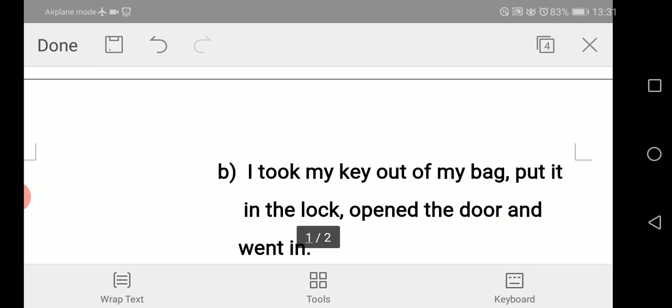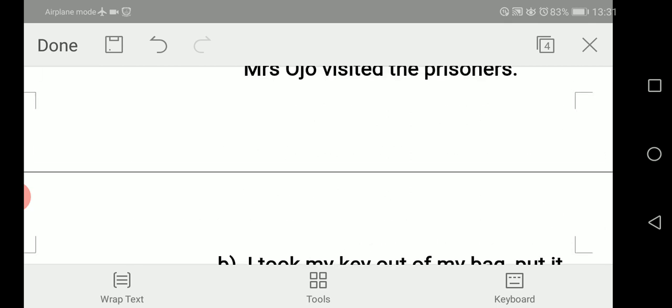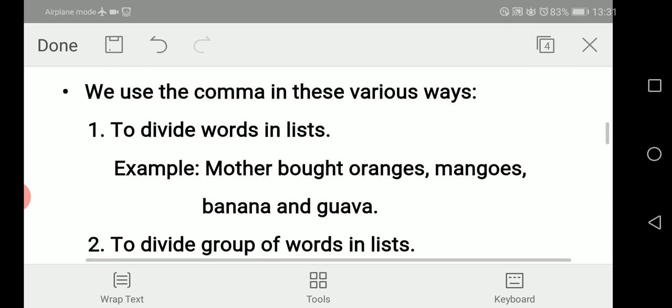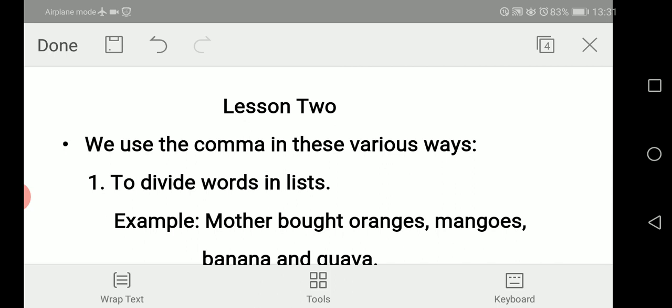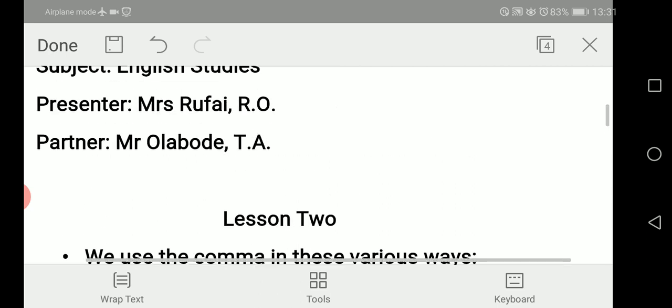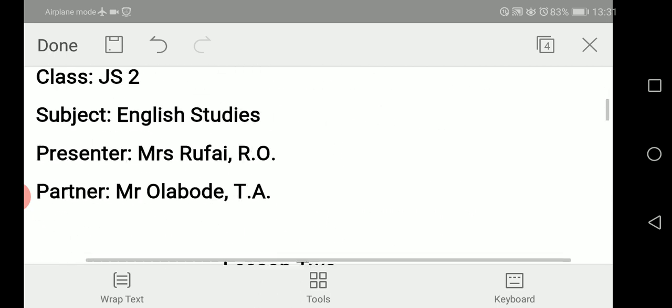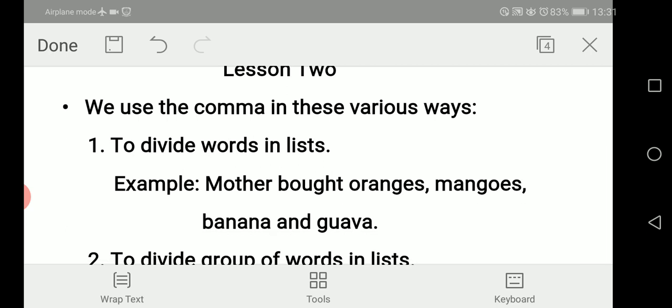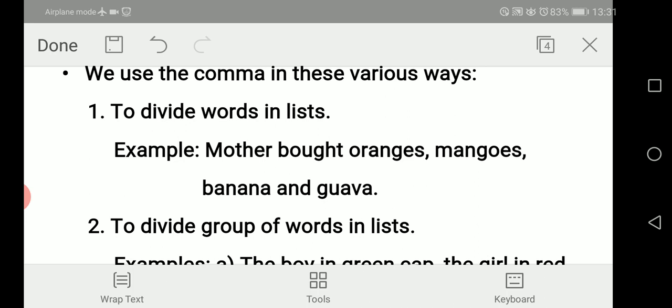At the beginning of the lesson, we said we are revising commas and that we use the comma in these various ways. 1. To divide words in lists. Example, mother bought oranges, comma, mangoes, comma, banana and guava.